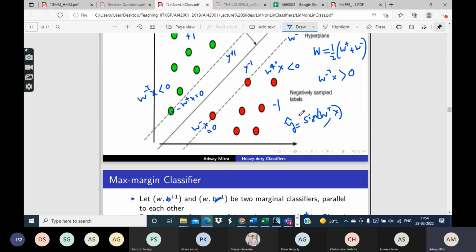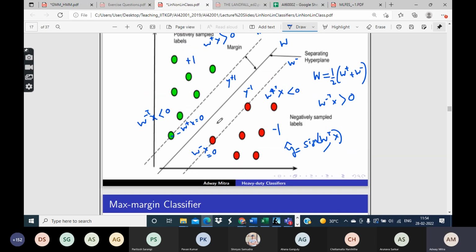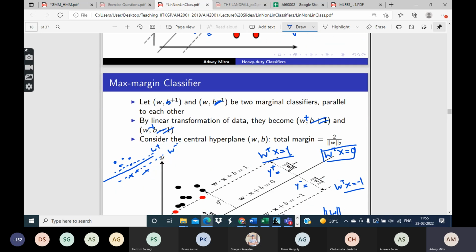In fact, it has to be like that because that is how I chose W. I just took two parallel marginal classifiers of the two data sets and I imagined W to be exactly halfway between them. Right. So that means what? That means I have got an expression for gamma plus, I have got an expression for gamma minus.